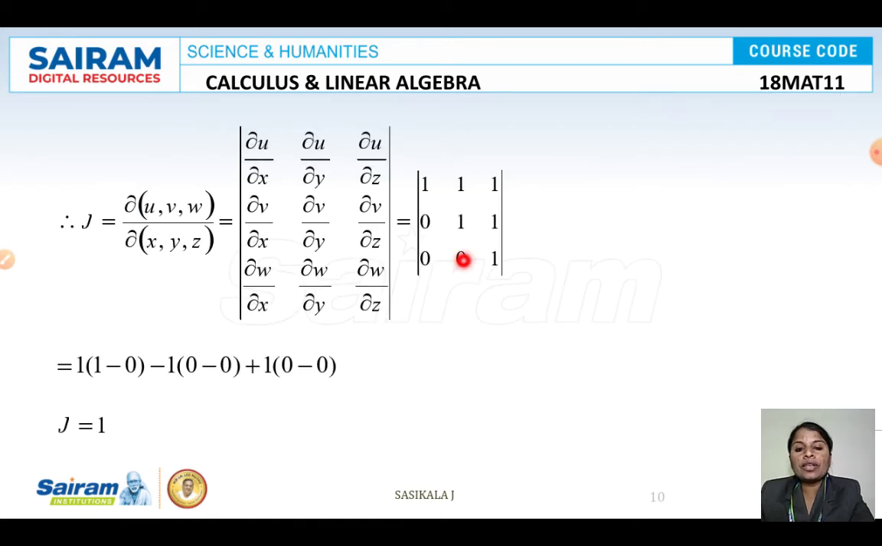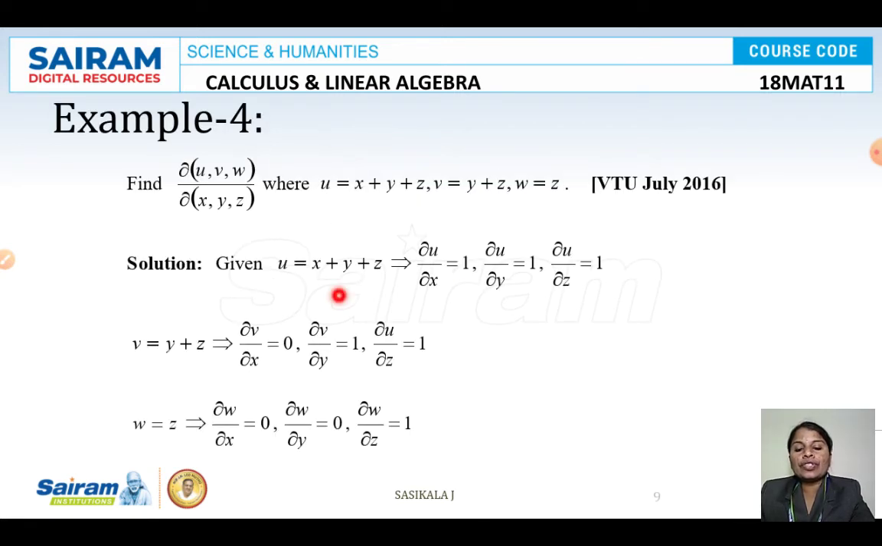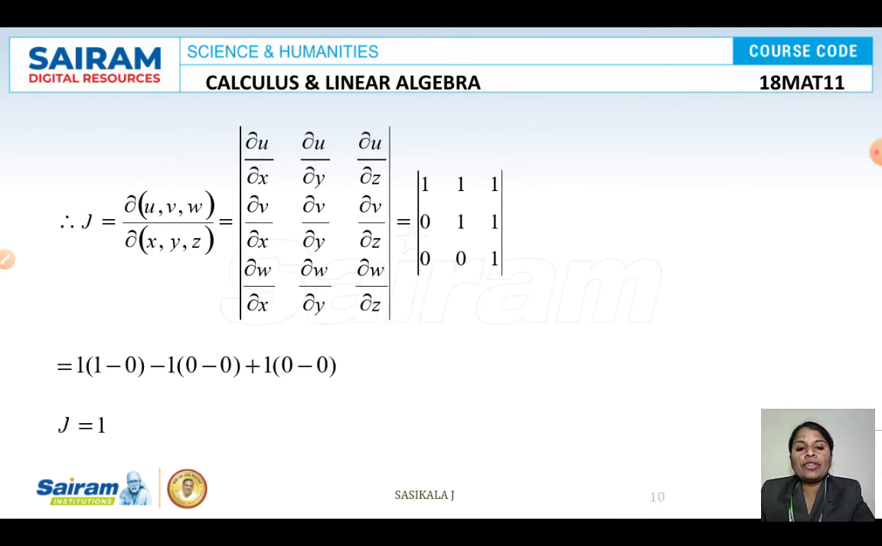Just substitute the differentiations, because for the first function, with respect to x it will be 1, with respect to y it will be 1, with respect to z it will be 1. For the v function, with respect to x it is 0, y will be 1, z will be 1, and for w it will be 0, 0, 1. That's what we have substituted. So just expand from the last row: 1 into, you will get the answer 1, or you can go with the first row also. So the Jacobian answer is 1.